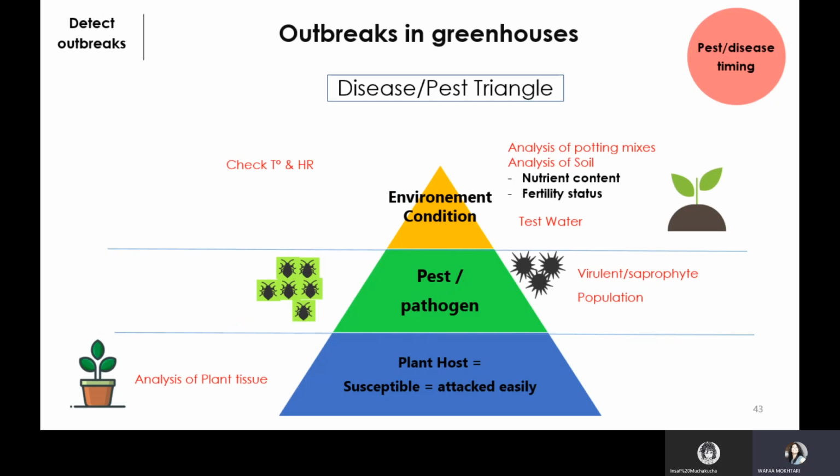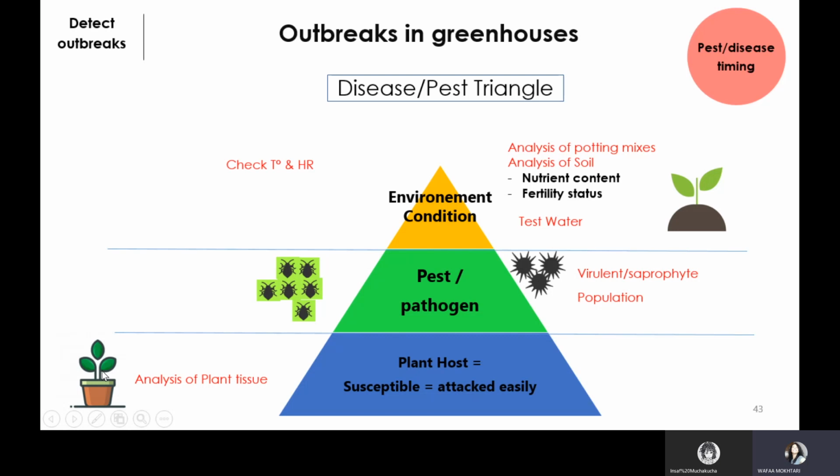Okay? This pest triangle will help us to know about the plant host. The plant host is the plant that is attacked easily. If you do not have a resistant plant and you have a plant that may be susceptible or attacked easily, this is not a problem, but we should know how to manage it. For example, we may do some analysis of plant tissue to know if the plant is healthy.